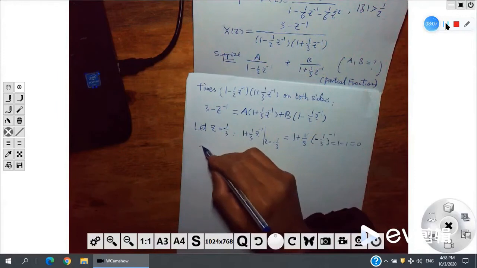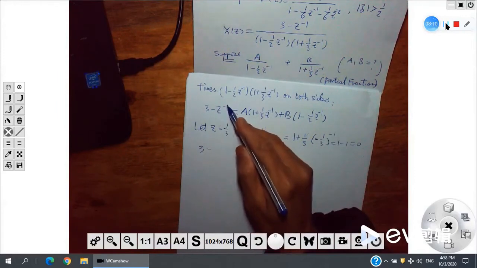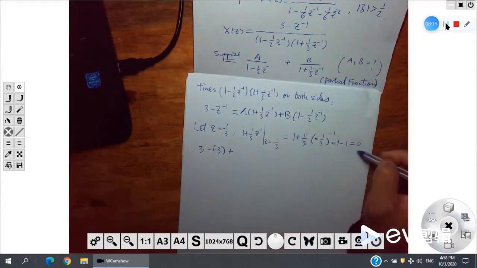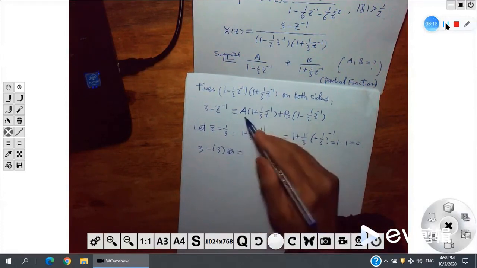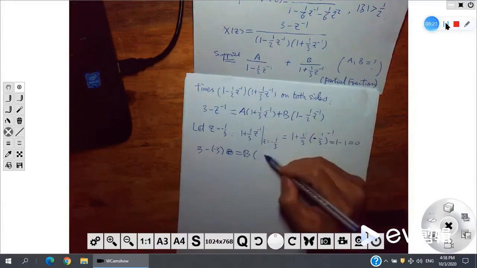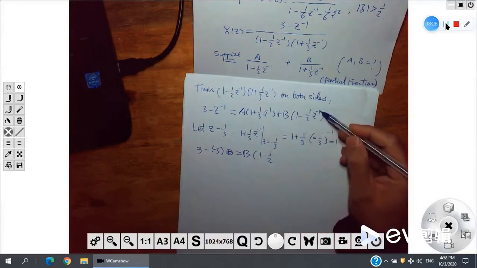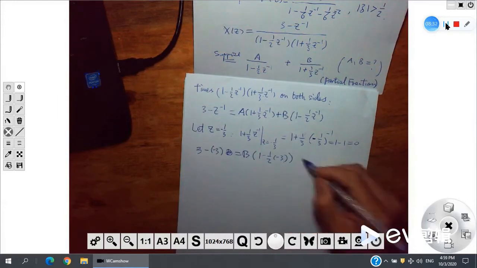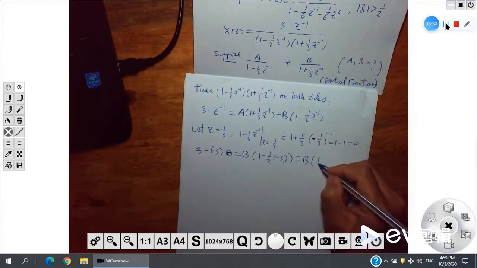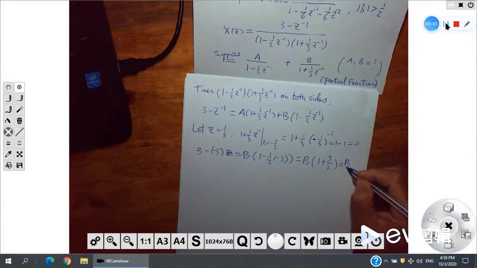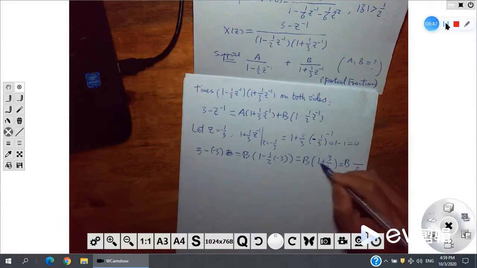We have 3 minus z to negative 1, which is negative 3, equal to a times these, we get 0, and b times 1 minus 1/2 z to negative 1, where z to negative 1 is negative 3. So this is b times 1 plus 3 over 2, which is, it's a 2 here, 2 plus 3 is 5. b times 5 over 2.